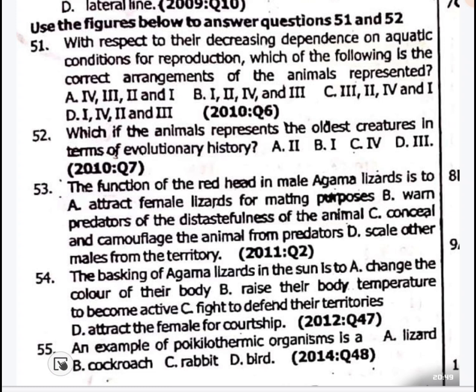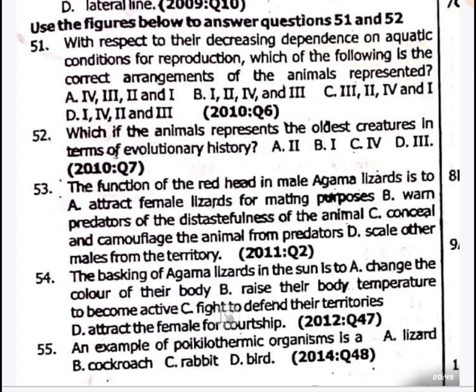Next question. An example of a poikilothermic organism is the lizard. 55 is way easy, similar to 54. The lizard is poikilothermic. And that's the end of this chapter. The next chapter will touch birds and mammals.